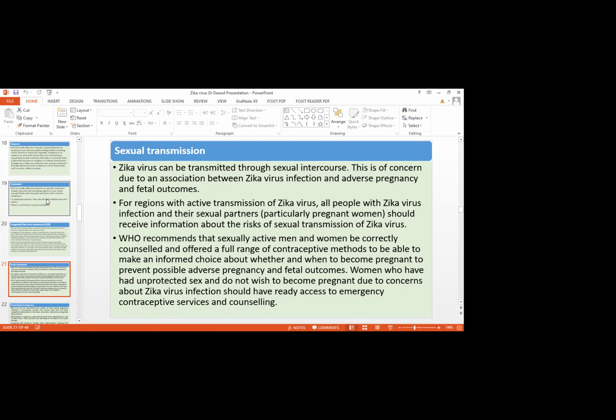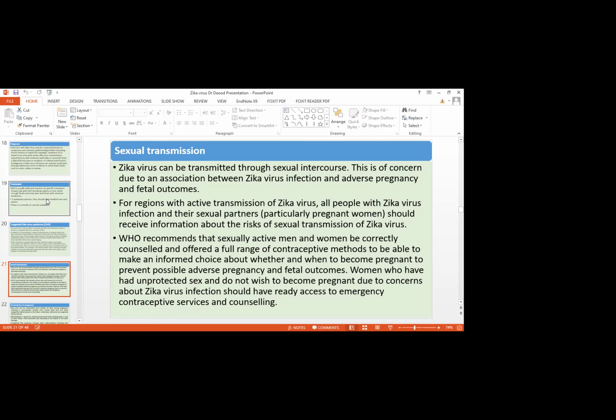Sexual transmission, the important aspect of this Zika virus disease. It can be transmitted through sexual intercourse, and it is of concern due to the association between Zika virus and adverse pregnancy and fetal outcomes. For the regions of active transmission of Zika virus, all people with Zika virus infection and their sexual partners should receive information about the risks of sexual transmission.